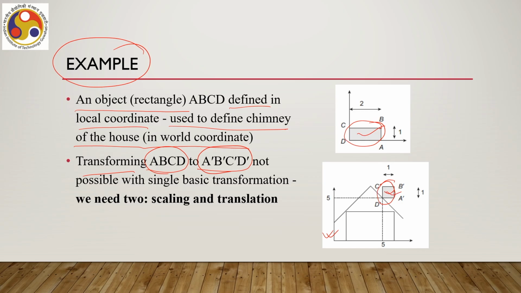Now, that is not possible with only a single basic transformation. So, using either translation only, or rotation only, or scaling only, or shearing only, we will not be able to do this. We will not be able to transform ABCD to A dash, B dash, C dash and D dash. We actually require two basic transformations together. One is scaling and one is translation.